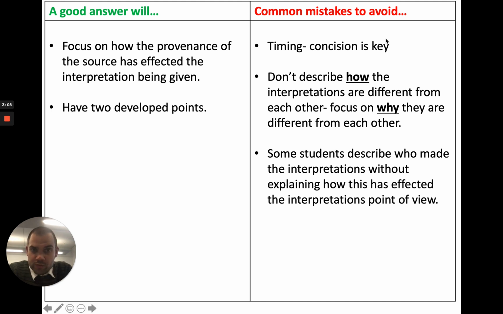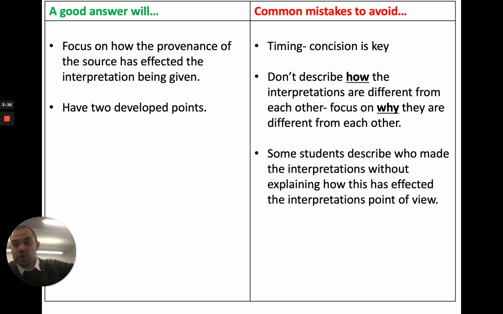Another common mistake to avoid in this question, besides spending too long on it, is describing how the interpretations are different from each other, rather than focusing on why they're different. Remember, question 1 is asking you how they are different. So you'll be given the interpretations and you have to say, this person is saying this about this event, whereas this person is saying this. For question 2, you're not describing how they're different from each other. You're trying to explain why.